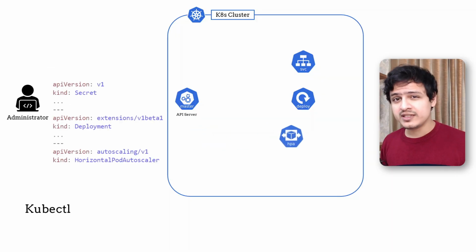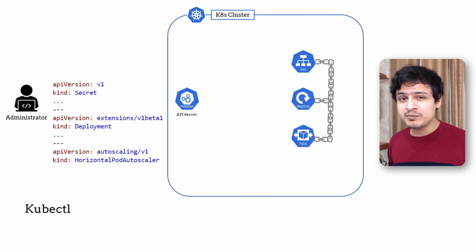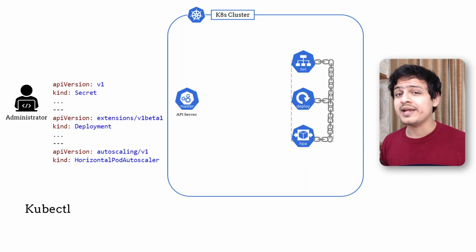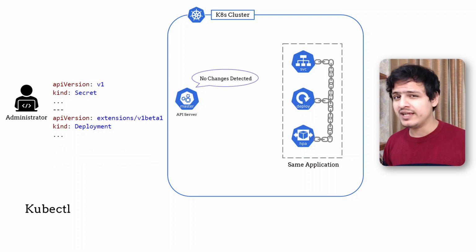Now that's a problem. The core issue here is that for kubectl, the unit of deployment is a single object. It doesn't really understand the relationship between the three objects we had deployed together. It doesn't know that they are part of the same application. So removing an object from the file makes kubectl oblivious to it.